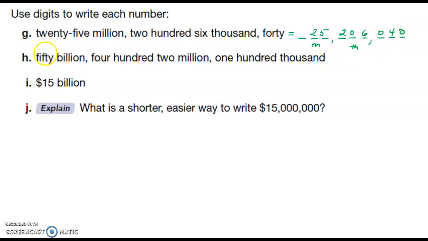Okay, here we have 50 billion, so let's see. So this is going to be billion, million, thousand, and then I just call it the hundreds. So let's start over here. 50 billion, that would be right here. 402 million, 100,000. And then the rest would be zeros.